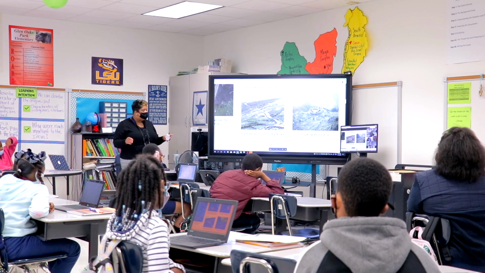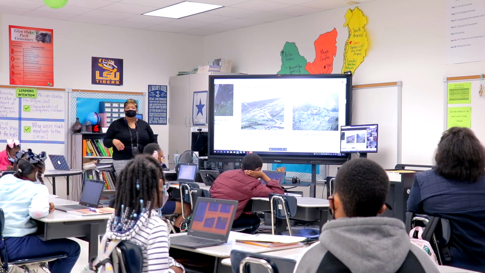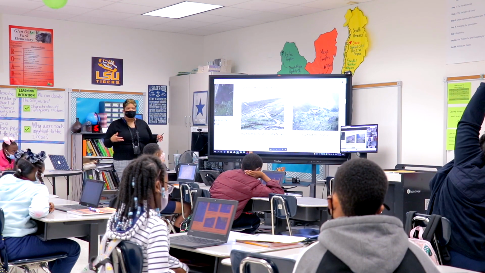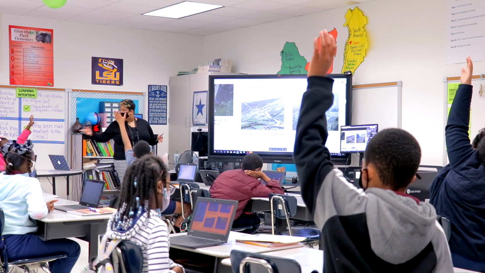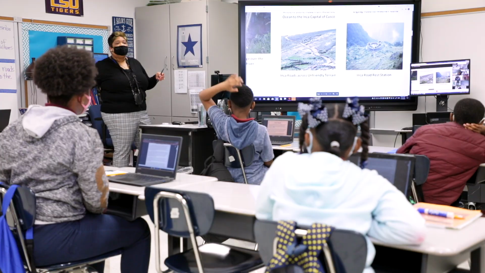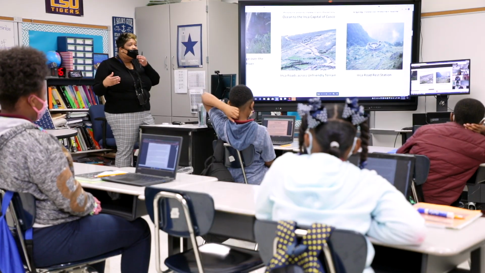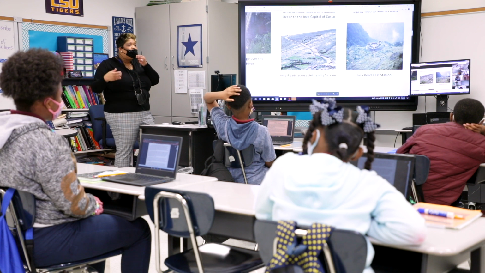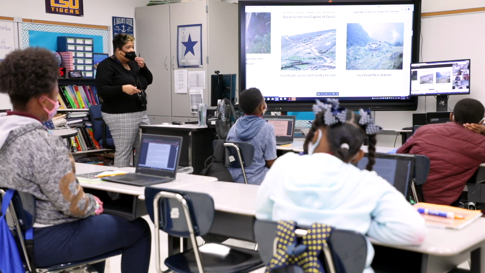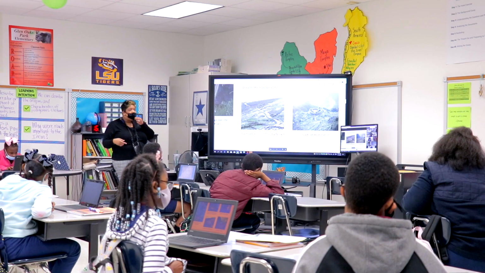Now look at this one. This is the Inca Road and the rest station. What is this rest station for? Who is this rest station for? Yes, for who? Yes, they would rest here, and once they rested, they would come back with the next message. Yes, sir. You have a higher question to pose?